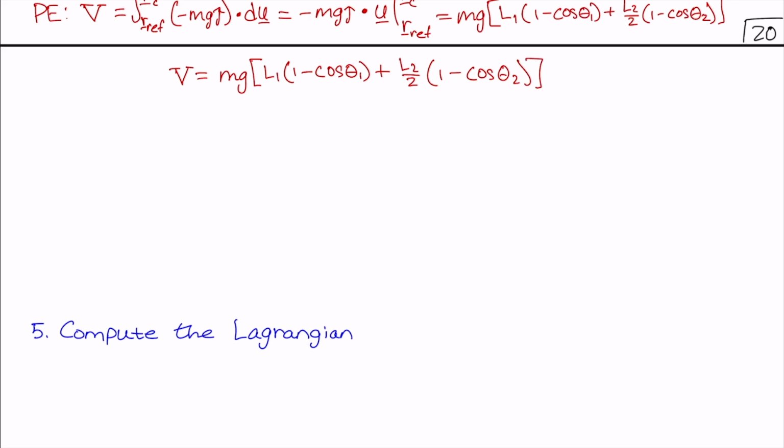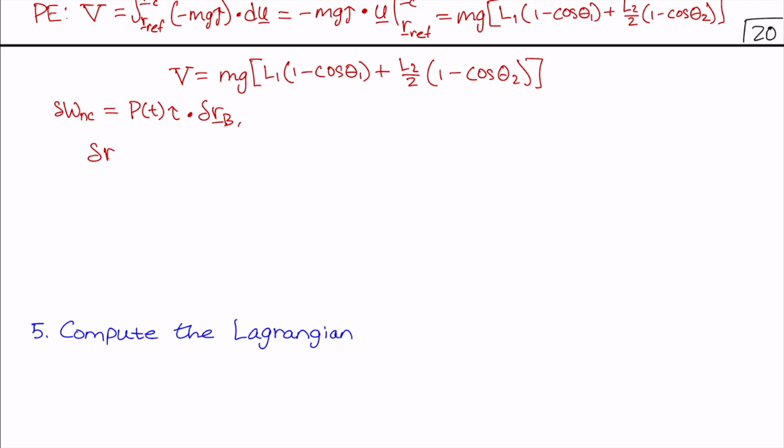All right, we're now ready to look at the work done by the non-conservative force P of t. So we'll write here delta W_NC is going to be equal to P of t, and it acts only in the horizontal direction, so that's going to be in the i direction, dotted with delta r_B. So we now need to go and compute what delta r_B is.